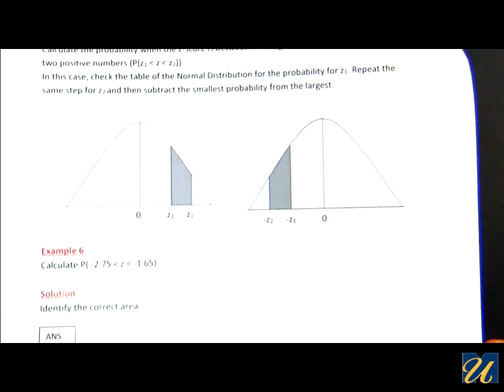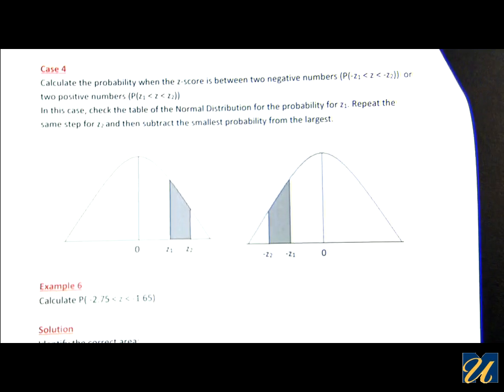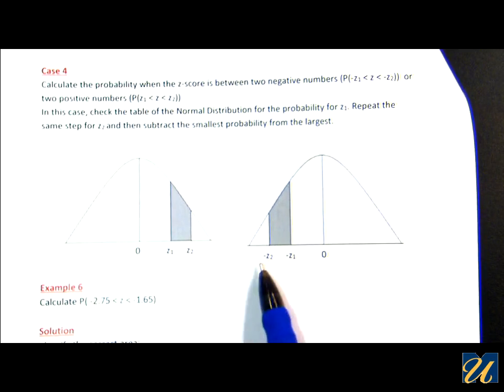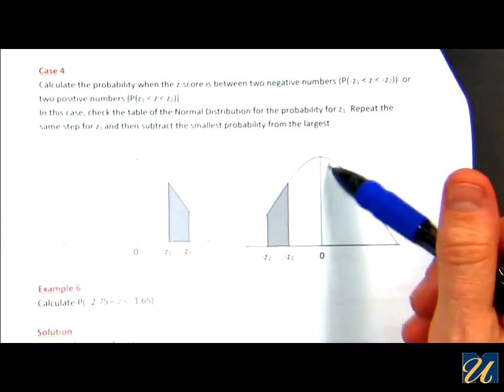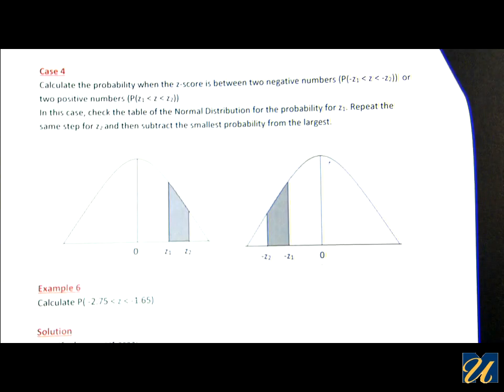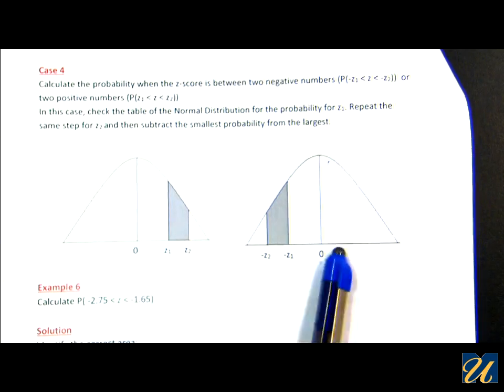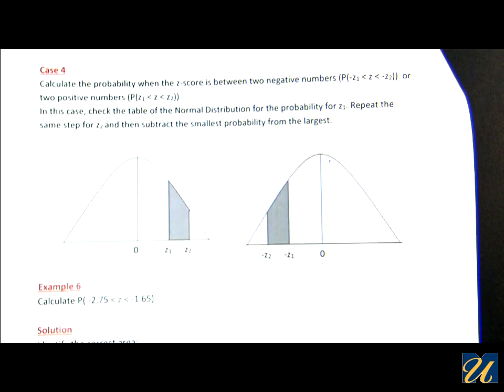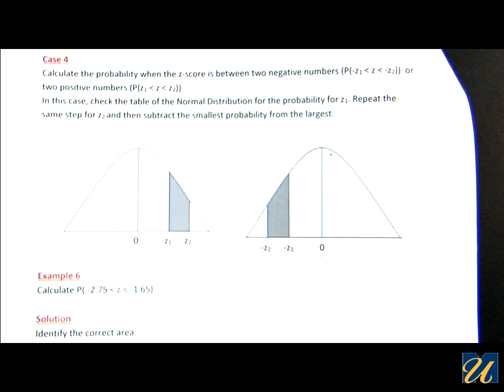Now, what happens when I'm looking for an area between two positive z-scores or two negative z-scores? Or what happens when you're looking for an area between two values where the mean is outside that area? Pay attention. The mean is outside the area you are looking for. In this case, you will check your table for the first z-score, the probability for the second z-score, and then you will subtract the corresponding probabilities.